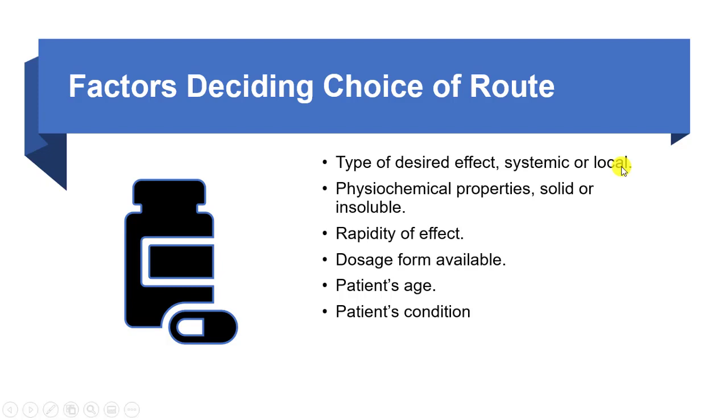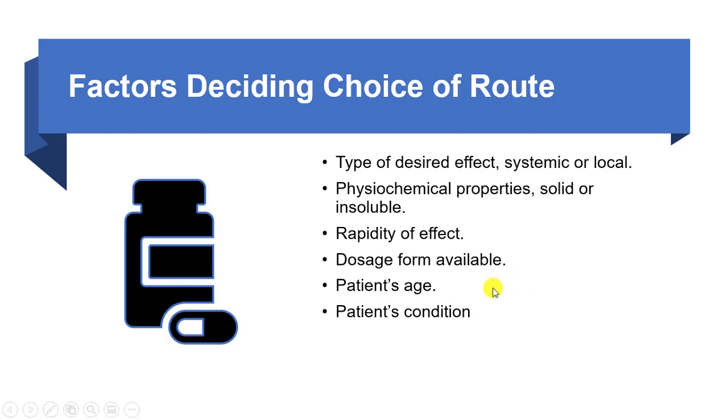If I talk about the second point, which is physiochemical properties, it is basically whether a drug is solid, or whether a drug is liquid, or is it insoluble. So these are the physiochemical properties of the drug which decide which route to choose. Also, the rapidity of effect and the dosage form available are very important when it comes to deciding the route, and the patient's age and condition.